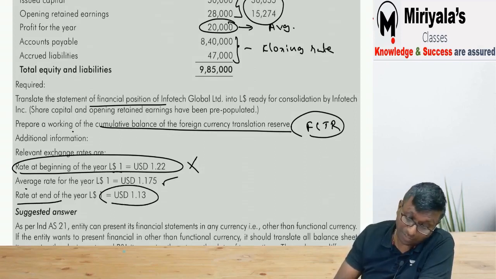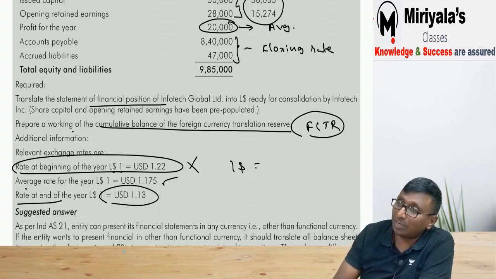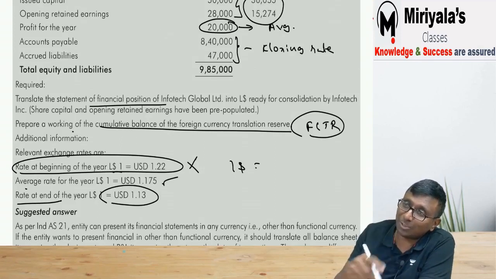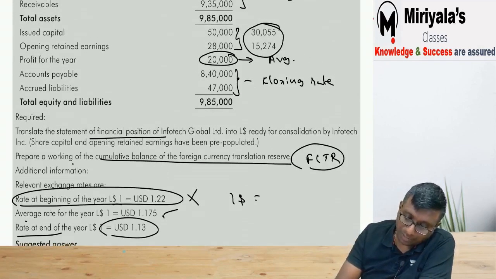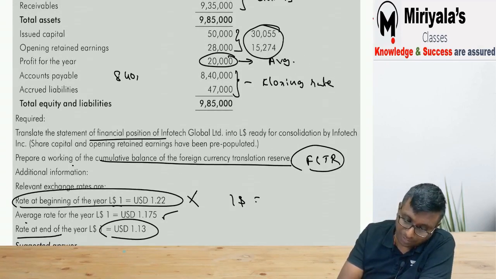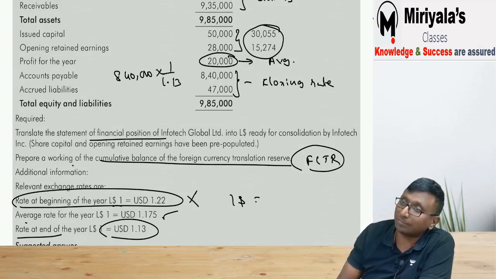But here what is given? 1 USD is equal to how many dollars? 1 LR is equal to how many USD has he given? Correct? So what to do? You have to take the number 8,40,000, correct? 8,40,000 into 1 divided by 1.13, apply. Apply the calculator.